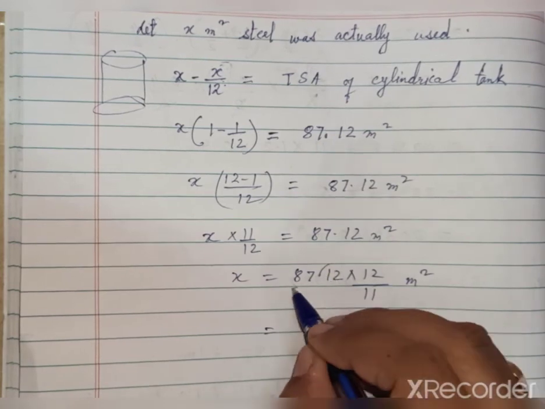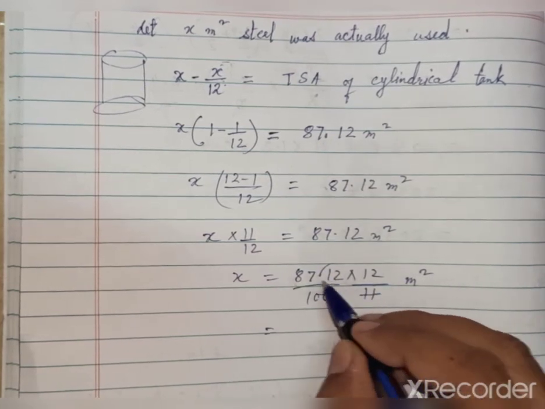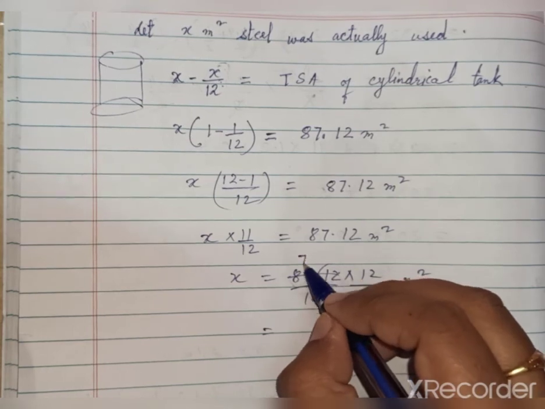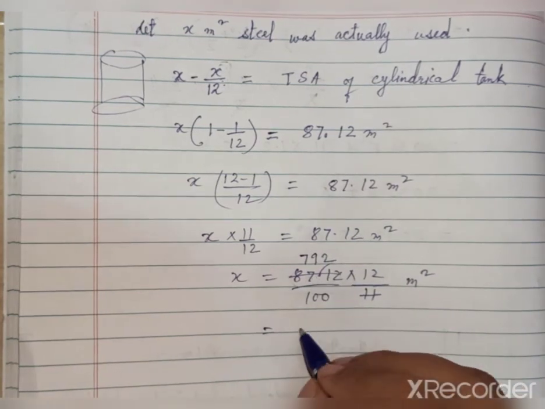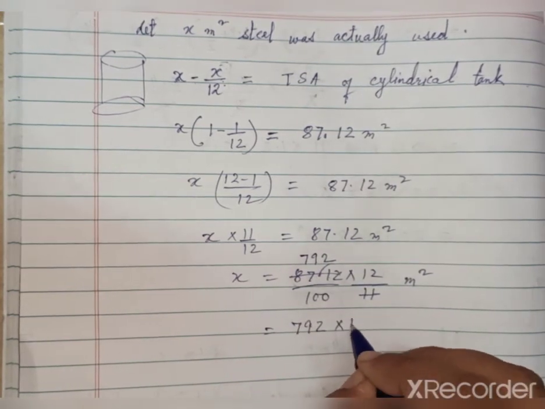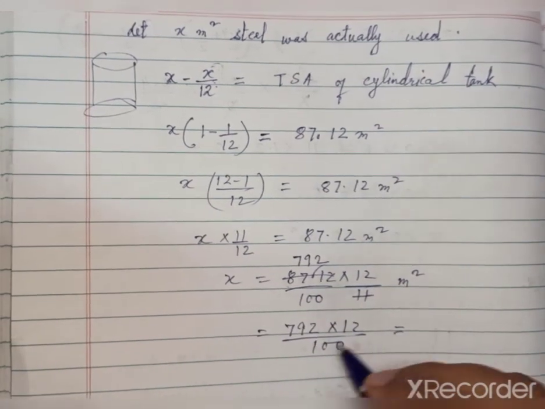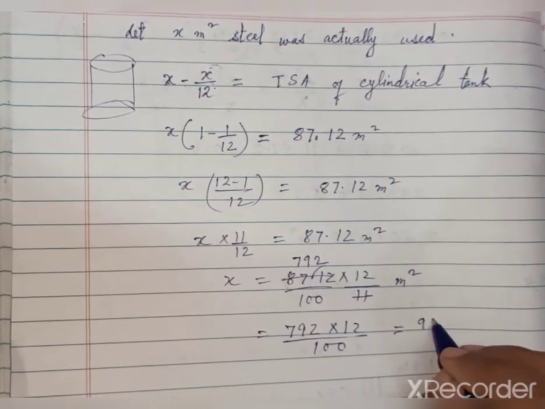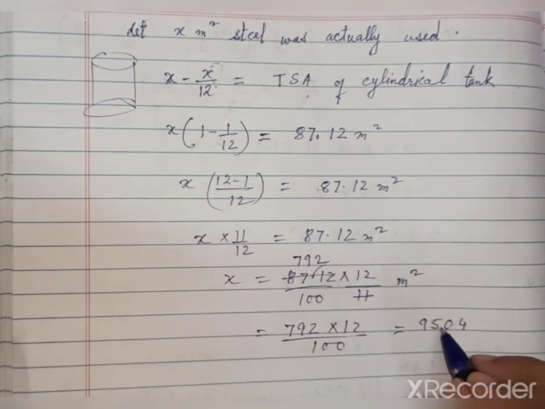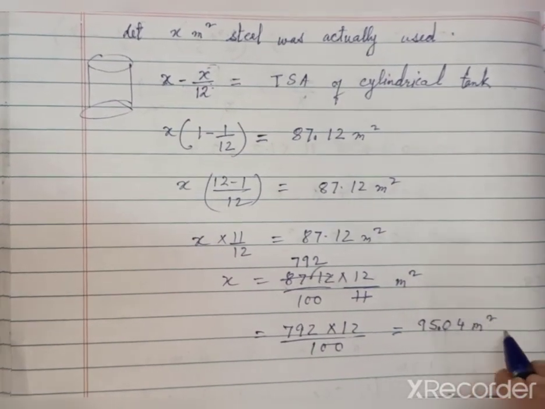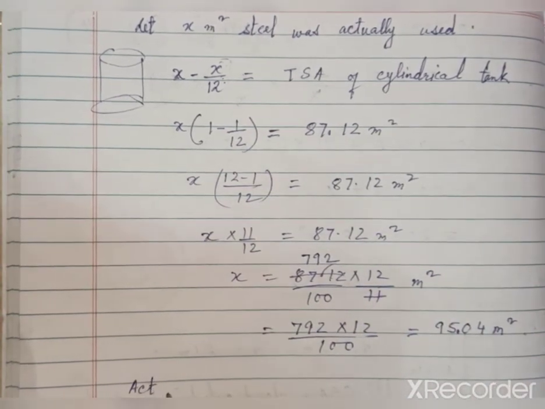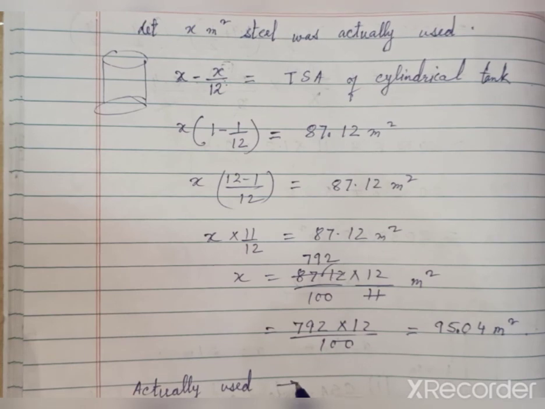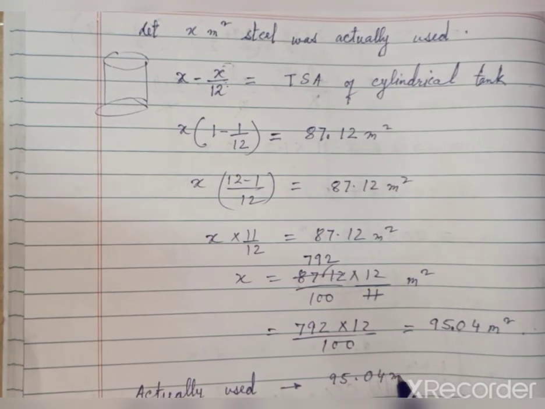So just remove the decimal sign, and then we can cancel this with 11. So 7, and then 9, 2, so 792 into 12 by 100. After multiplying, we are getting 9504 upon 100, so this is 95.04 meter square. This is the required answer, that actually used, that is 95.04 meter square of steel.